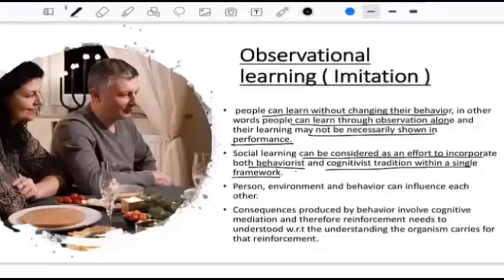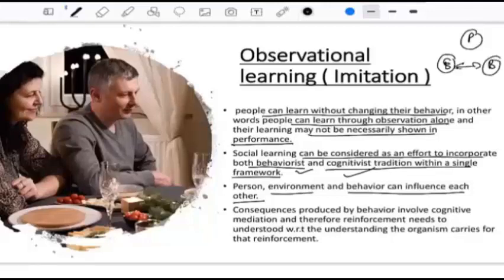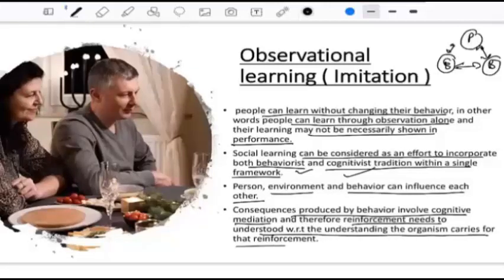Behaviorist and cognitivist. Person, environment, and behavior can influence each other. How come? A person's behavior can influence the environment, and the environment can also influence your behavior. Consequences produced by a behavior involve cognitive mediation. How come? We will talk about that, wait for a while. Therefore, reinforcement needs to be understood with respect to the understanding the organism carries for the reinforcement.